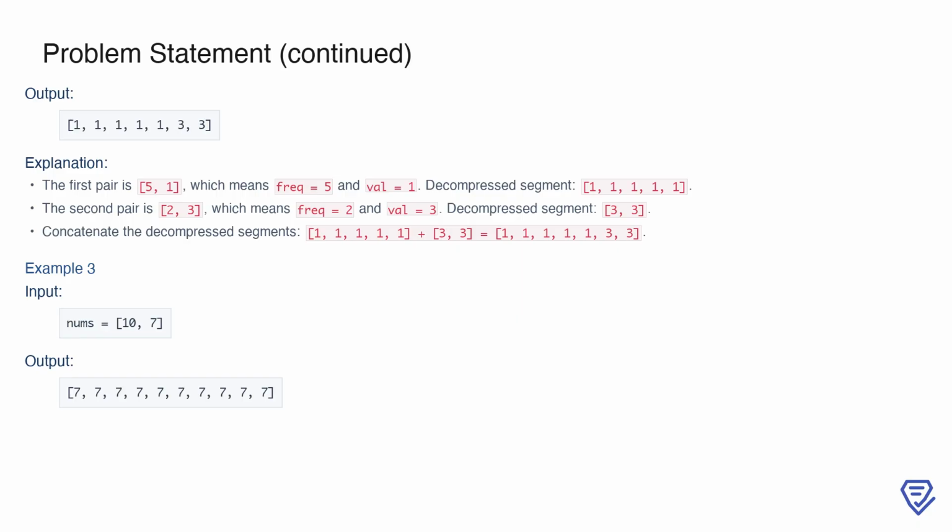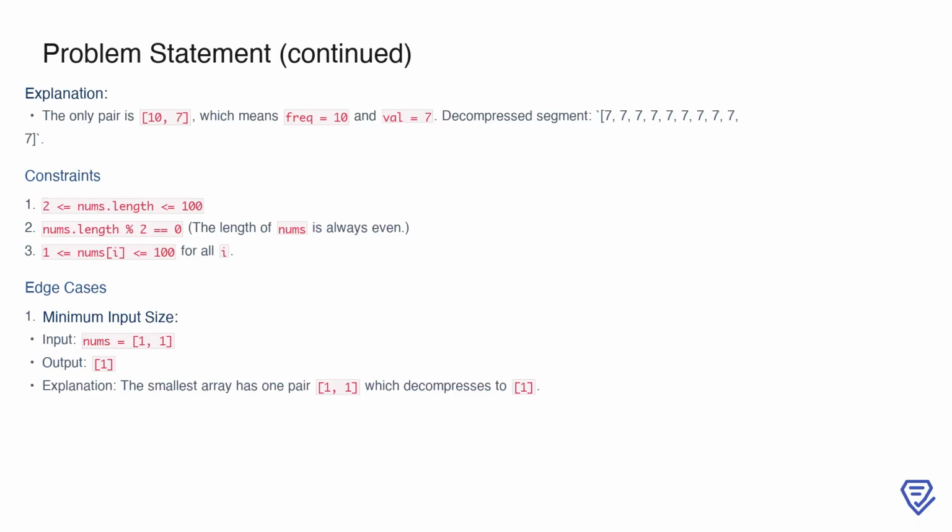The constraints of the problem ensure that the input length is always even, so the structure of the problem remains consistent, and every pair can be processed independently in this way. The problem also defines a few constraints and edge cases to consider. First, the array length nums.length will always be between 2 and 100, and it will always be even. Each integer in the array will fall between 1 and 100.